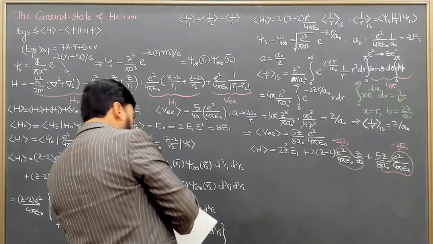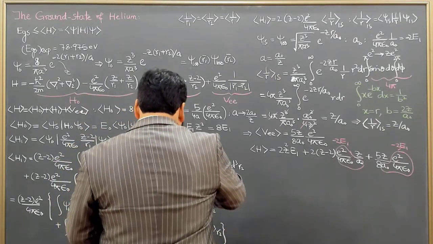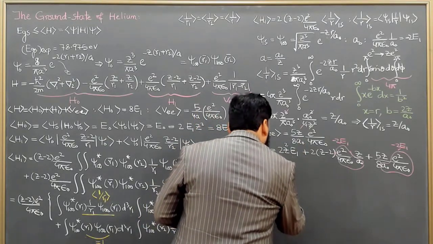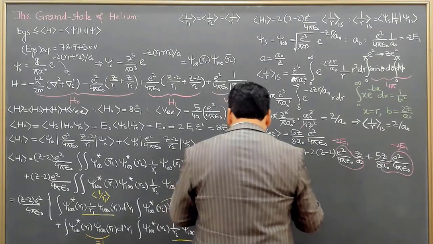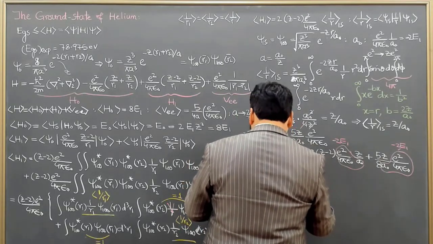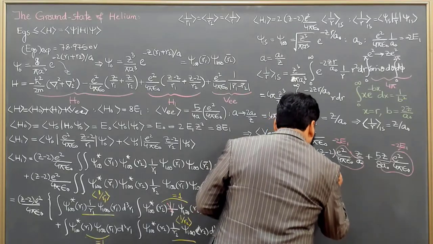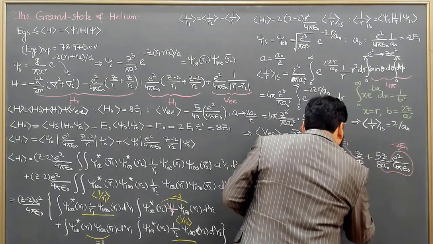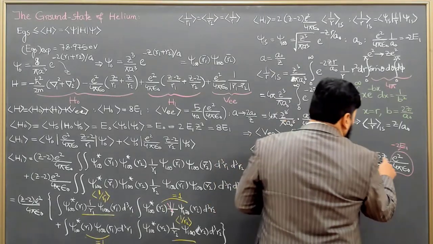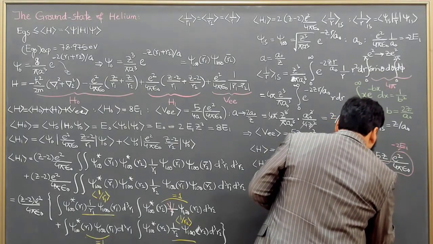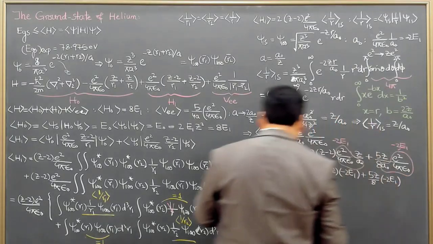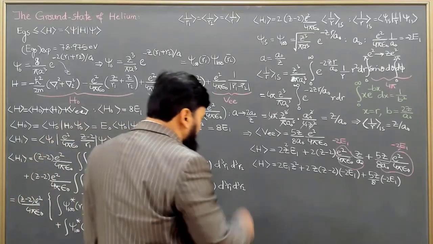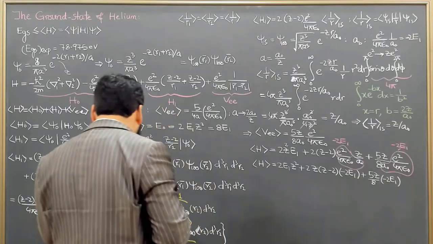So our final expression will become H equals 2 E1 Z squared plus 2Z into (Z minus 2), because 2Z into Z minus 2, and for this I will write minus 2 E1 plus 5Z over 8 and minus 2 E1. And we have the things equal to this, and there is some simplification, and we will have to simplify the things now.